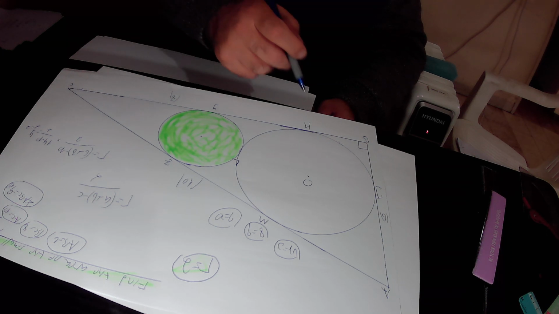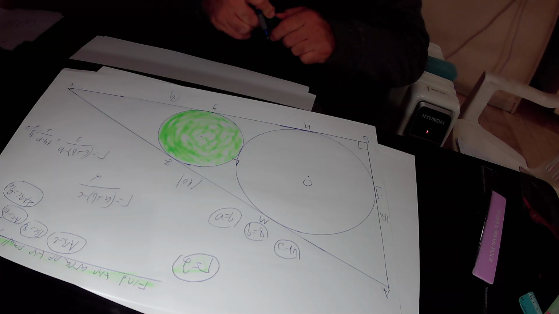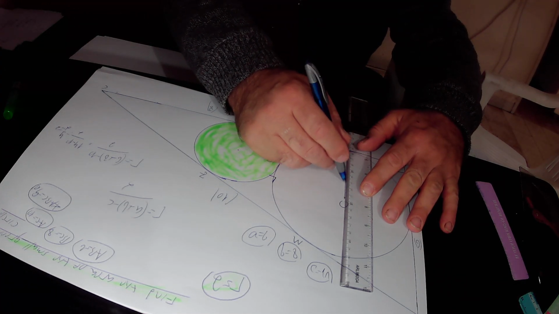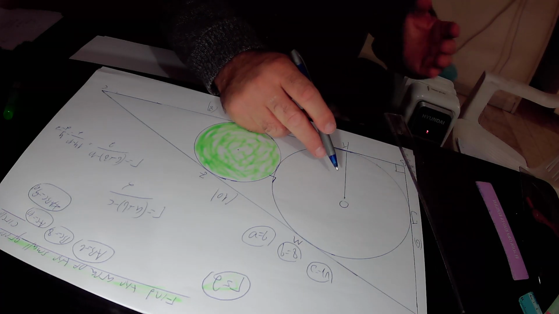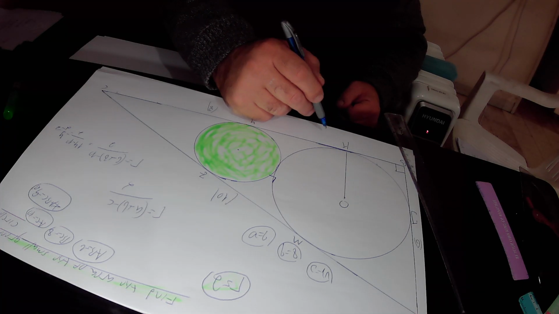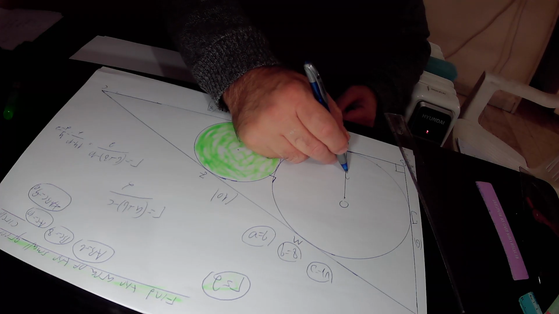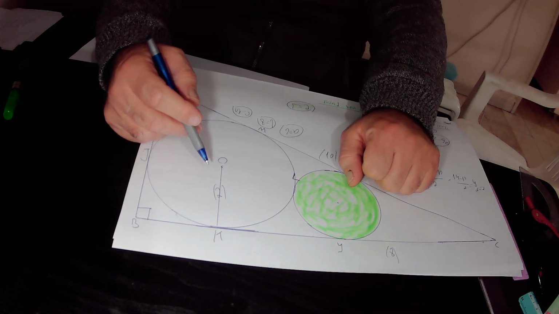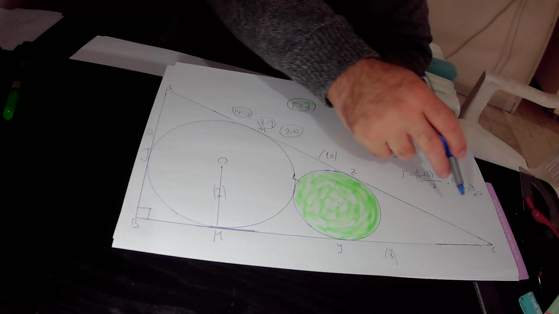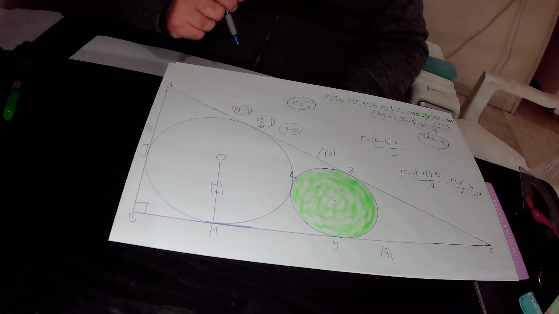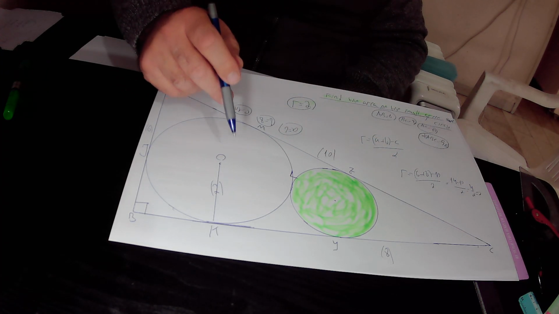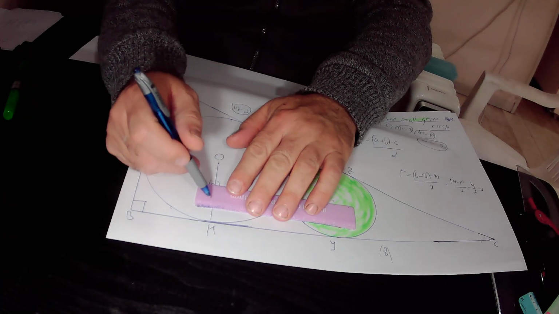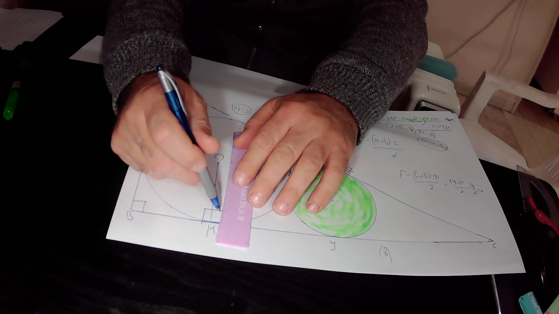In the next step, we join points O and K together by a straight line. Point O is the center of this circle, point K is the point of tangency, therefore OK is the radius of this circle, and it equals 2. Whenever a radius is drawn to the point of tangency, the tangent BC will be perpendicular to the radius KO. If BC is perpendicular to KO, this angle equals 90 degrees, and this angle also equals 90 degrees according to rule 1.